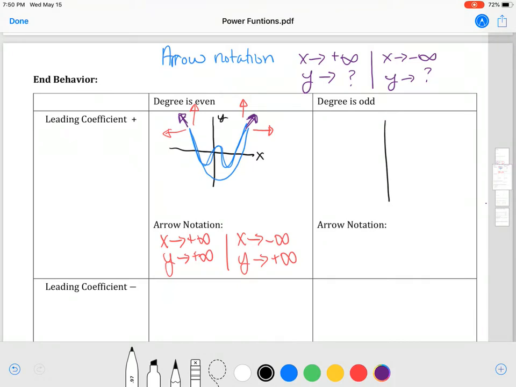Okay, if the degree is odd and my leading coefficient is positive, that means my arrows are going to look like this. So that means if I look at this arrow here in the first quadrant, that means as x goes to positive infinity, y is going up to positive infinity. And as x goes to negative infinity, y is going to go down to negative infinity. So I would write that in my arrow notation like this.